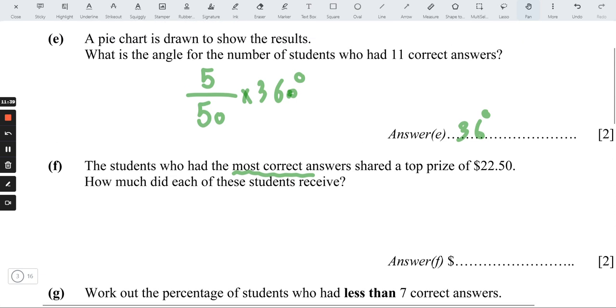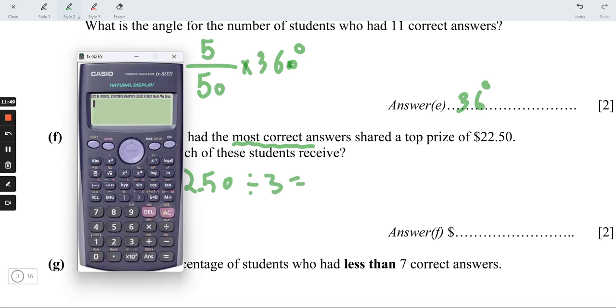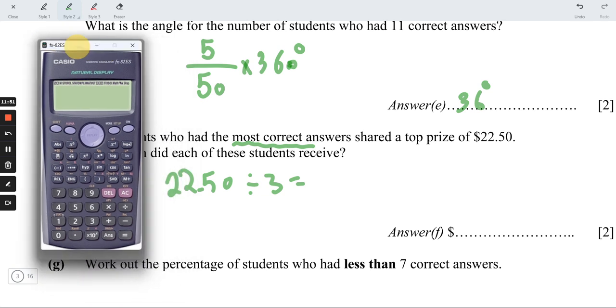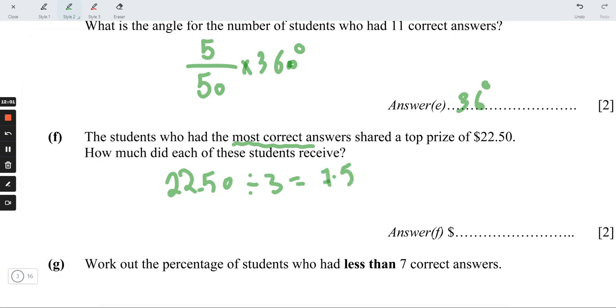So we'll write 22.50 divided by 3 students. On the calculator, 22.5 divided by 3 equals $7.5 each. So $7.50 each.